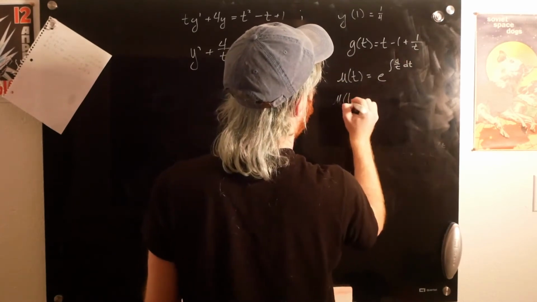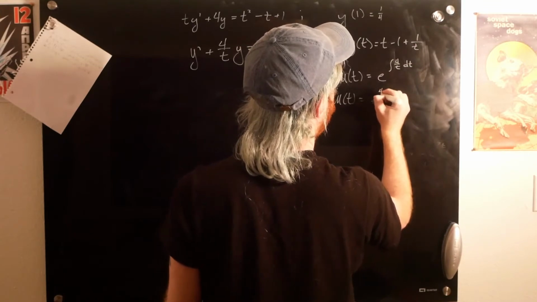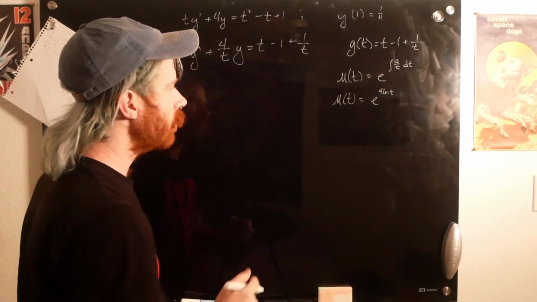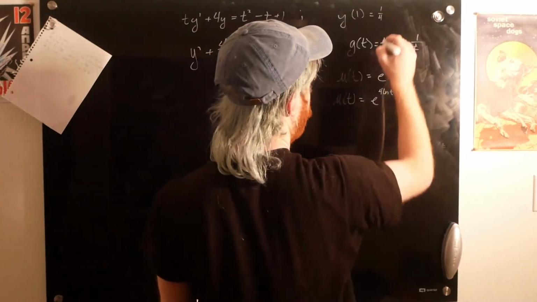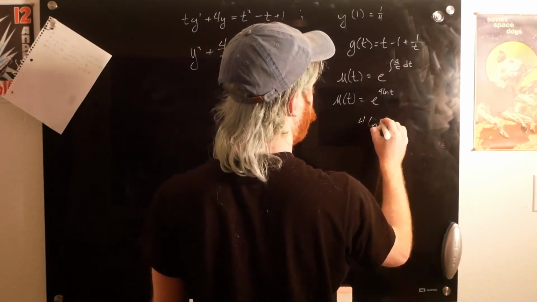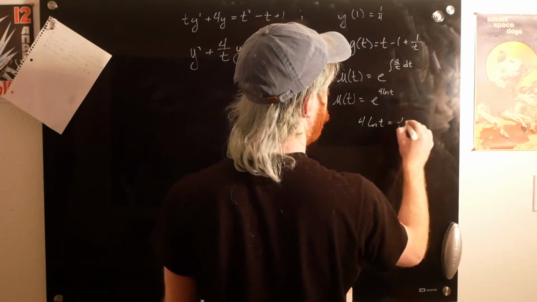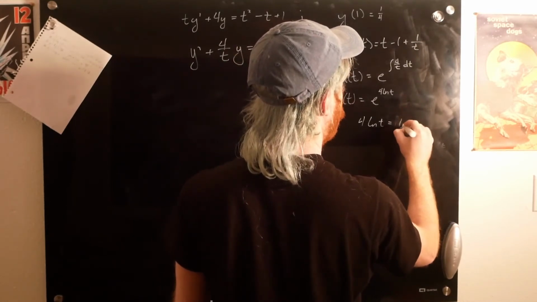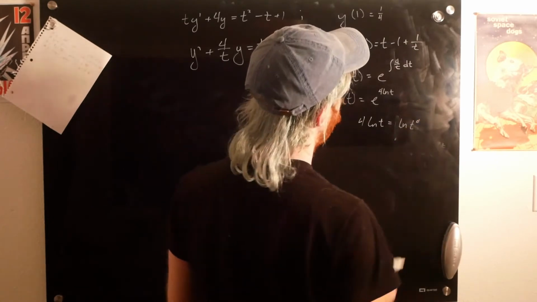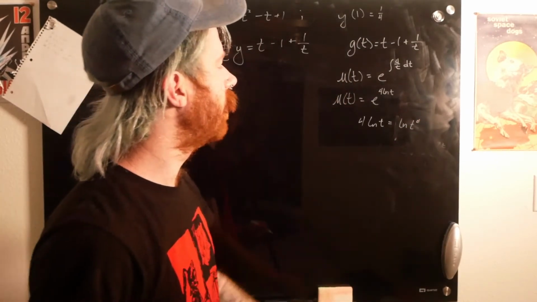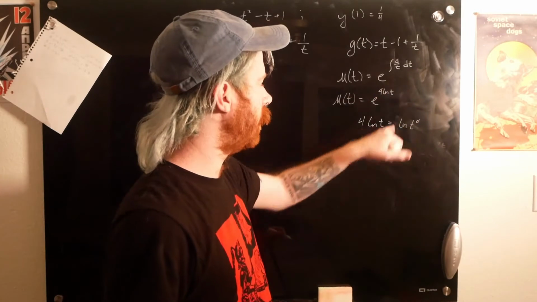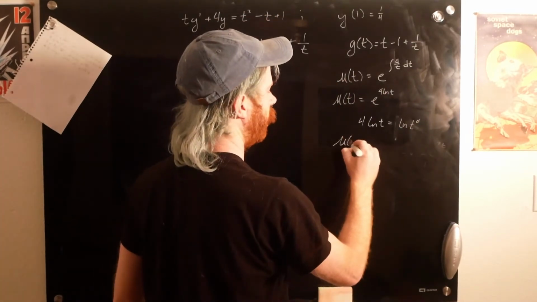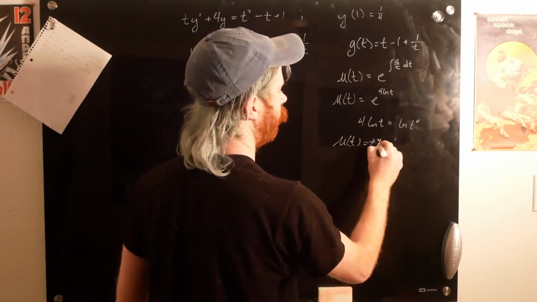So this is going to leave us with our mu of t equaling e to the 4 times natural log of t. 4 times the natural log of t is just equal to the natural log of t to the 4th, right? And when you're taking e to the power of natural log of something, that undoes it. So what we actually have here is mu of t equals t to the 4th power.